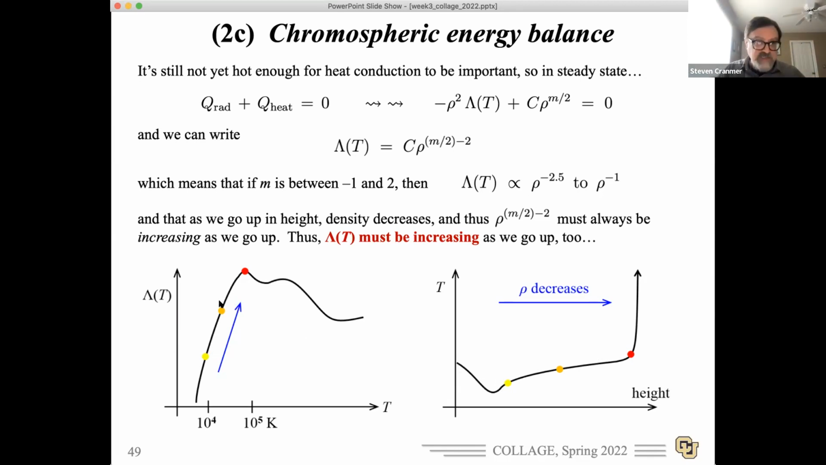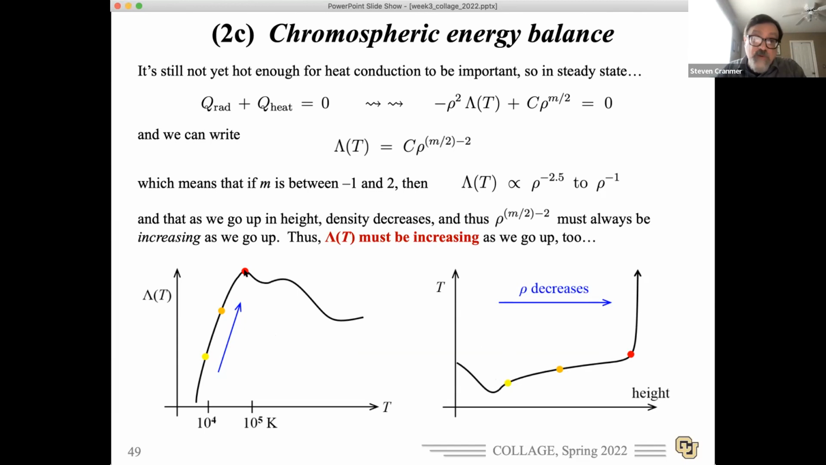And that's why I have these yellow, orange, and red points to guide the eye to see the fact that in the chromosphere, the temperature is rising very shallowly with height, even though the density is dropping by several orders of magnitude in this region.